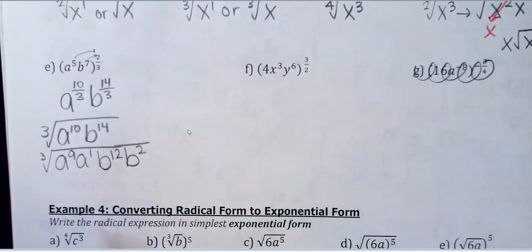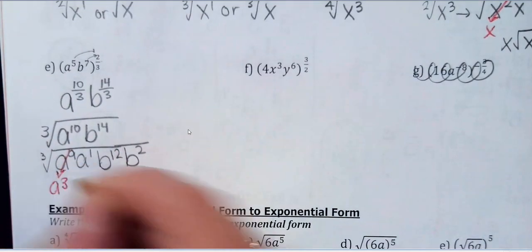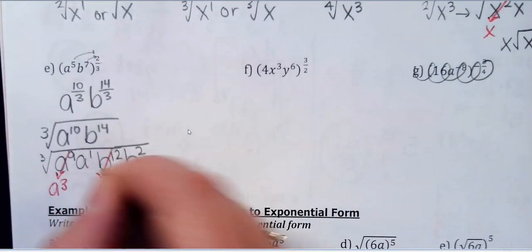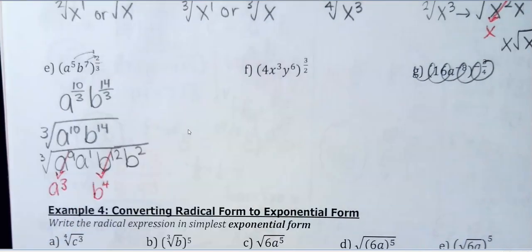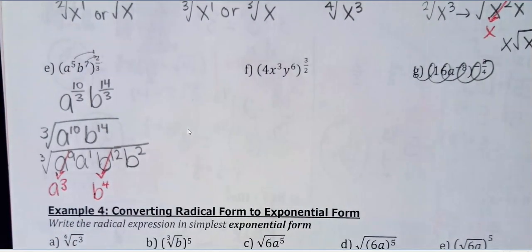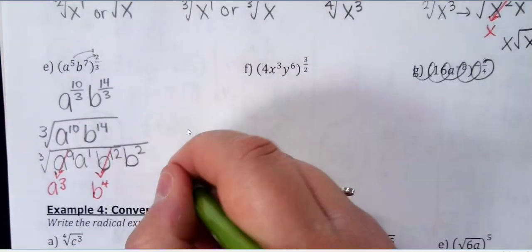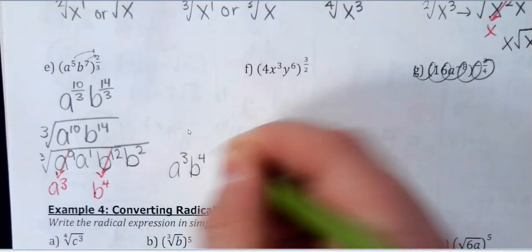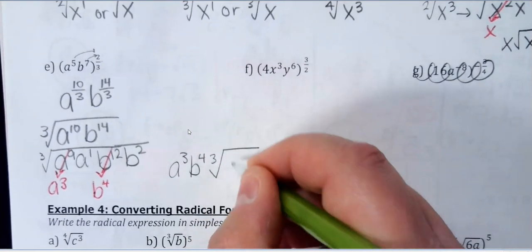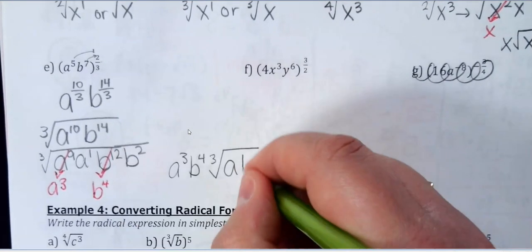Okay, that's going to let me pull out a cubed. Just divide your exponent by root. This is a little review from a little earlier on. And b to the 12th is going to come out as b to the 4th. So out in front there, I'm going to have a cubed b to the 4th, and then cube root, just one a left there, and b squared.